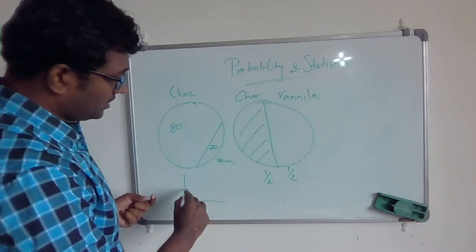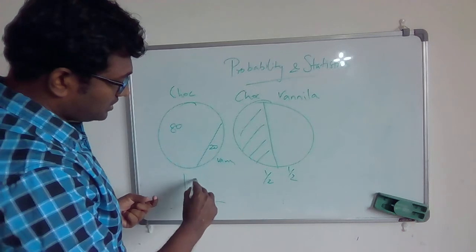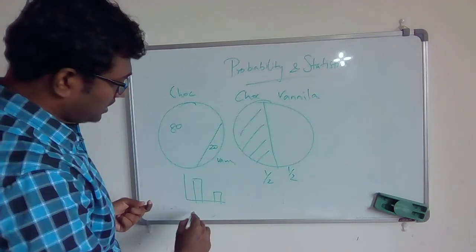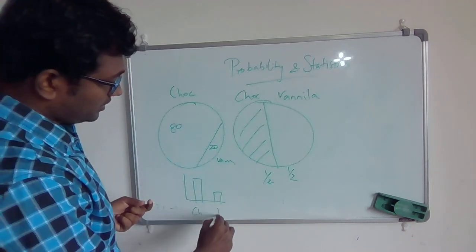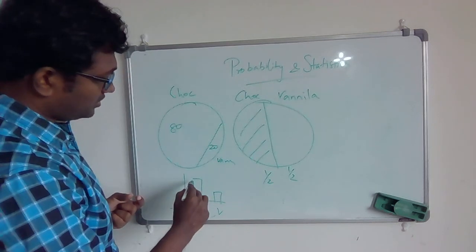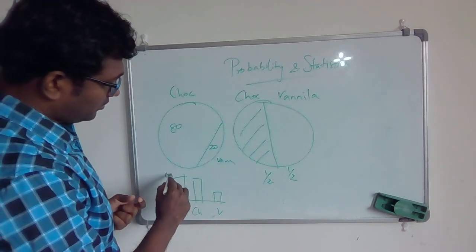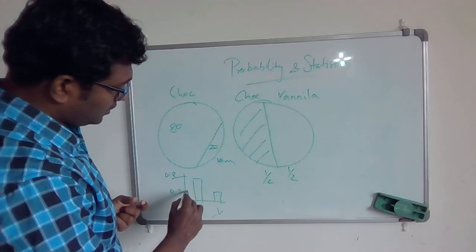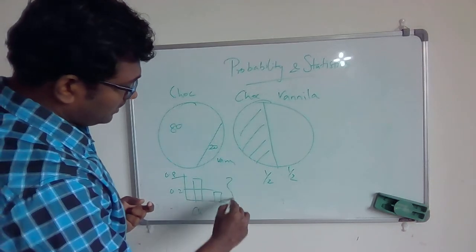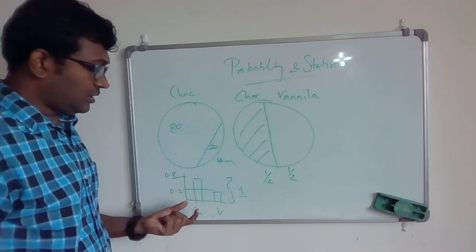So it is like one is high and one is low, and this is chocolate and this is vanilla, and this is the probability distribution. Like this is 0.8, and this is 0.2. And if I sum these two, again I will get 1. So this is how we can distribute it.